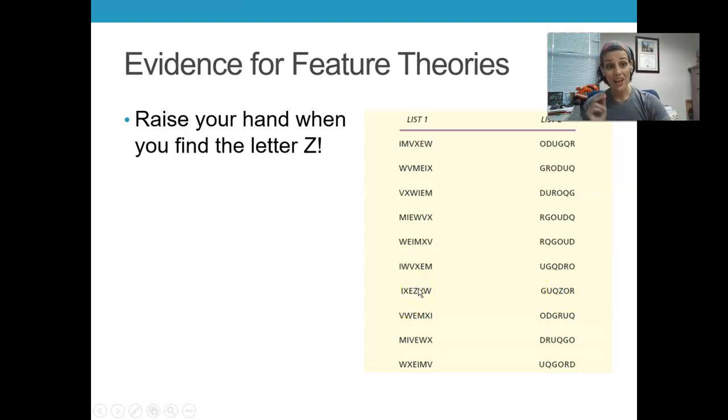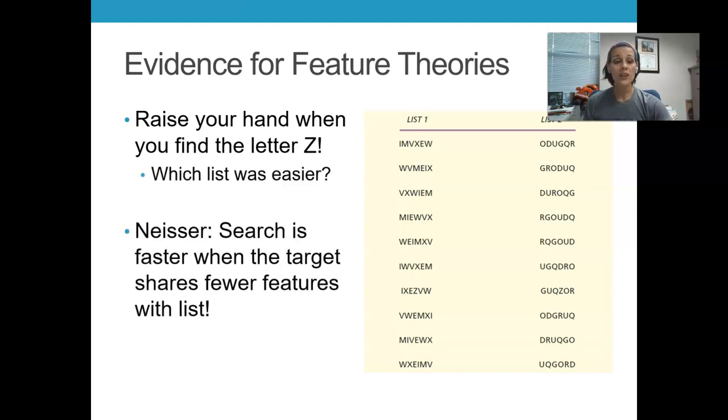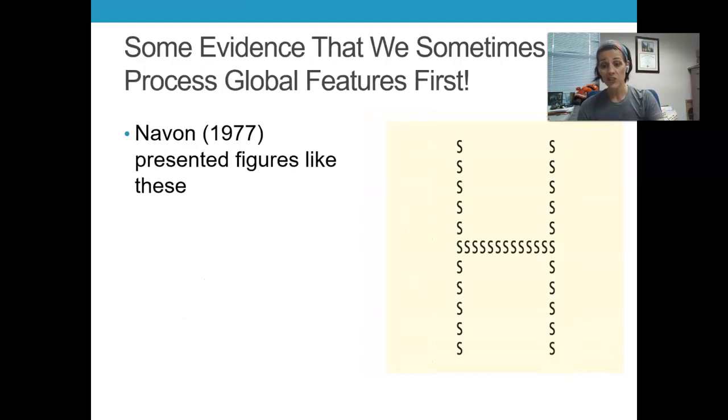And if you take a look at the other items in these lists, I think you can see why. List 2 is going to be easier because notice that none of these other distractors have features in common with Z. Now compare that to list number 1, where quite a few of the distractors do share some features in common. Ulrich Neisser found that our search is going to be the fastest when our target shares fewer features with the list. However, I did mention that feature theories really support the idea that we process local features over global features.